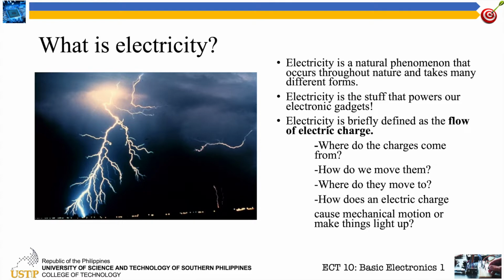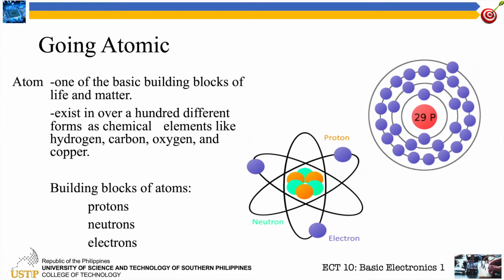Later in our discussion, we're going to answer where these charges actually come from. I hope you're familiar with positively charged particles and negatively charged particles. How do we move them? If I said that electricity is the movement of electrons, then how do they move? Where do they move? And how does an electric charge cause mechanical motion to make things light up? So we will start by going atomic.